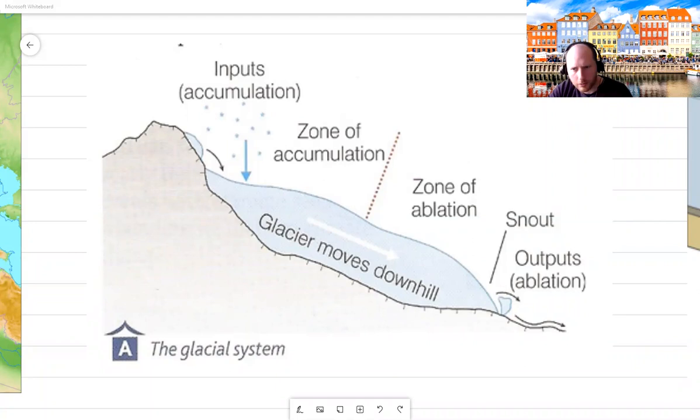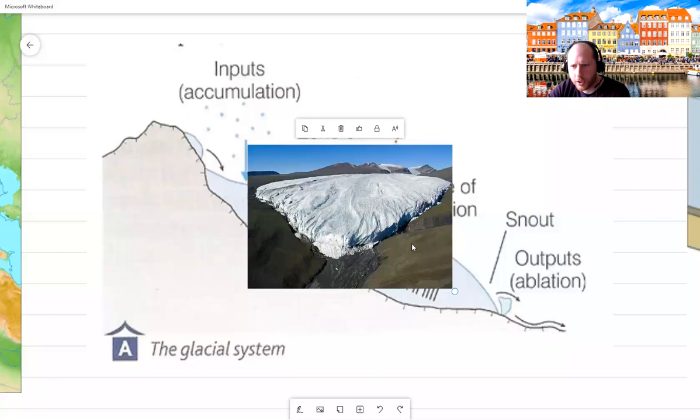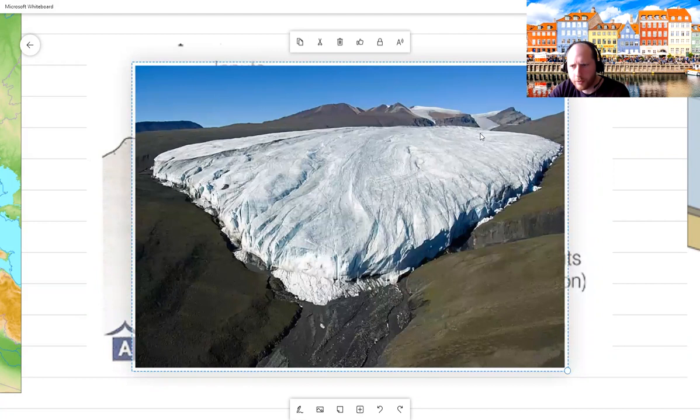So describing it just as a great big river of ice doesn't really help us, does it? But maybe if I show you a picture, that would make it a bit better. Here's a nice one. So if we were going to look at a glacier today, here's a photo of one. You can see that it's a huge river of ice that is starting all the way back here, and it flows down, as I say, very, very slowly, inches a year or whatever.